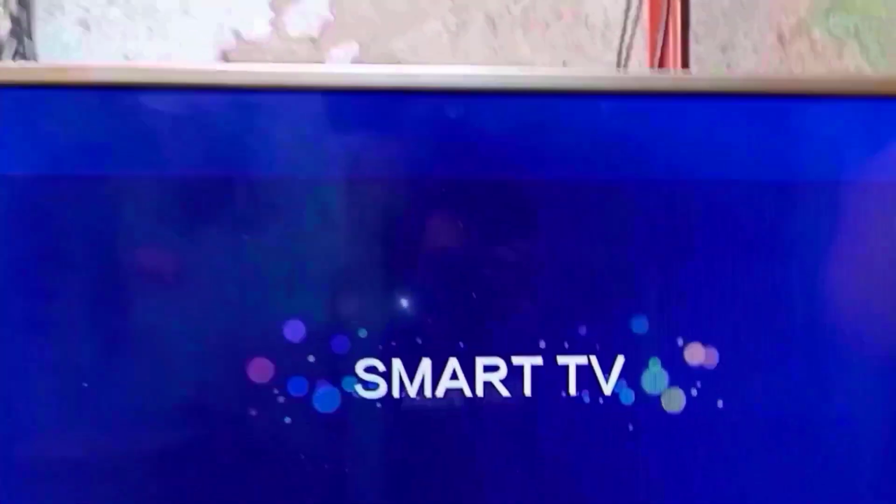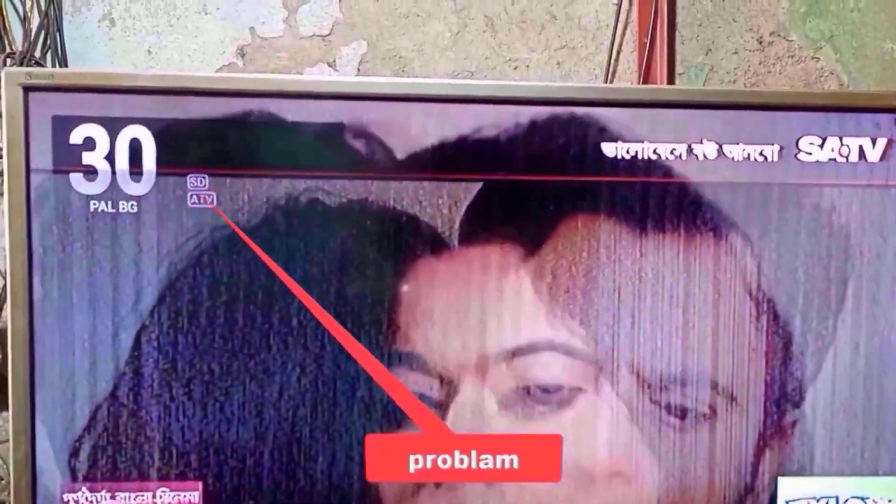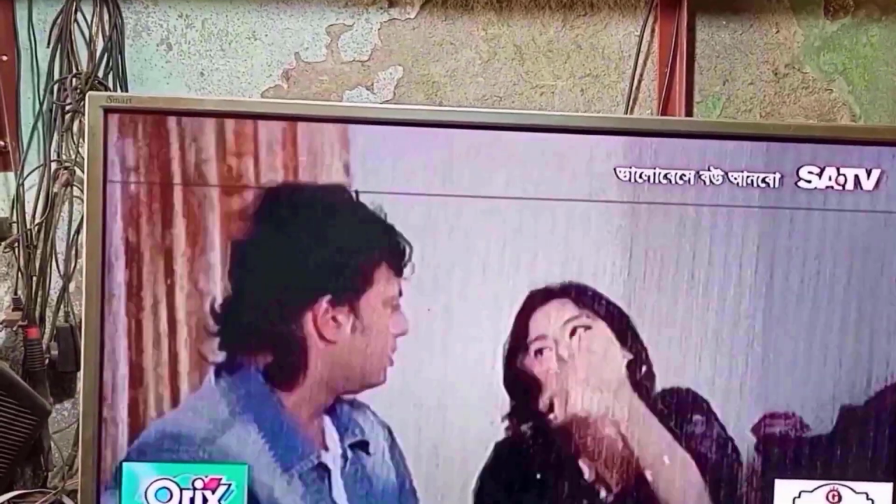To solve the problem of this panel that is showing on the screen, we need to know some theoretical things. Friends, stay with me for a while. I will try to explain completely how to solve this problem.